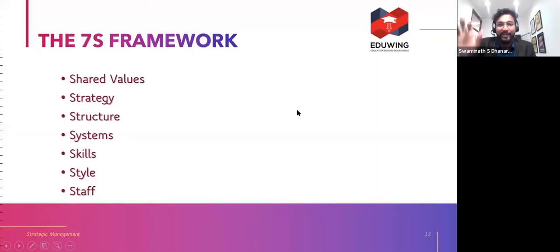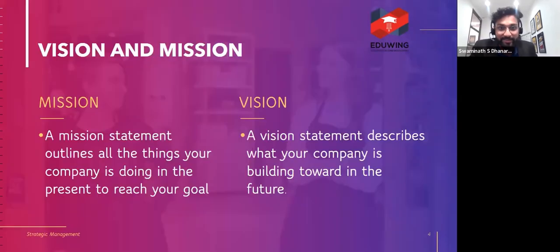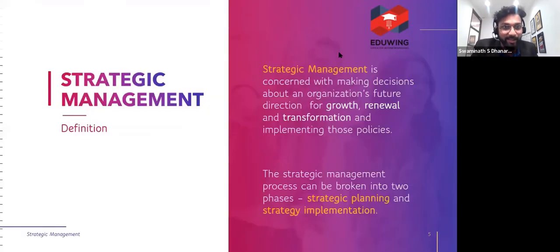Now that comes to the end of the slide, but I need to reiterate some points. The first one is strategic management. I told you I'll reiterate strategic management. Now we understand what strategic management is. I repeat, strategic management is concerned with making decisions about an organization's future direction of growth, renewal, transformation, and implementing those policies. So it is a decision-making process for an organization's future direction, for its growth, renewal, transformation. Growth means 500 crores to 700 crores. Renewal, okay, fine. Now the organization is not profitable. I need to renew. I need to have a good strategy.